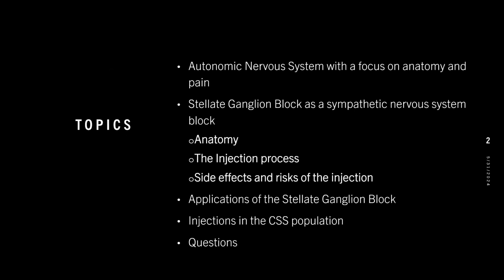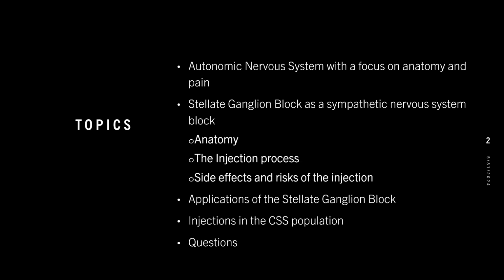All right, so topics in order here. I'm going to talk about the autonomic nervous system, and a little bit about the anatomy and how it affects pain, just so that we're all on the same page when I start talking about what I'm doing when I do a sympathetic ganglion block as a sympathetic nervous system block. And specifically, I'll talk about the anatomy targeted towards that injection, the actual injection process, briefly, and possible side effects and risks of the injection in that area.